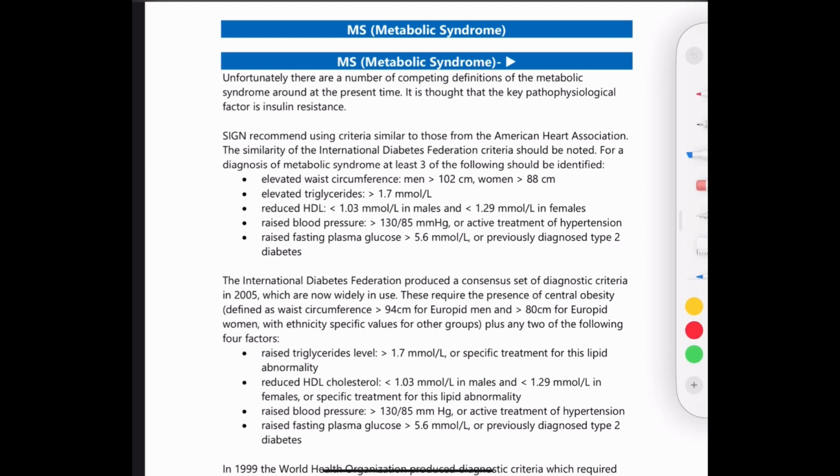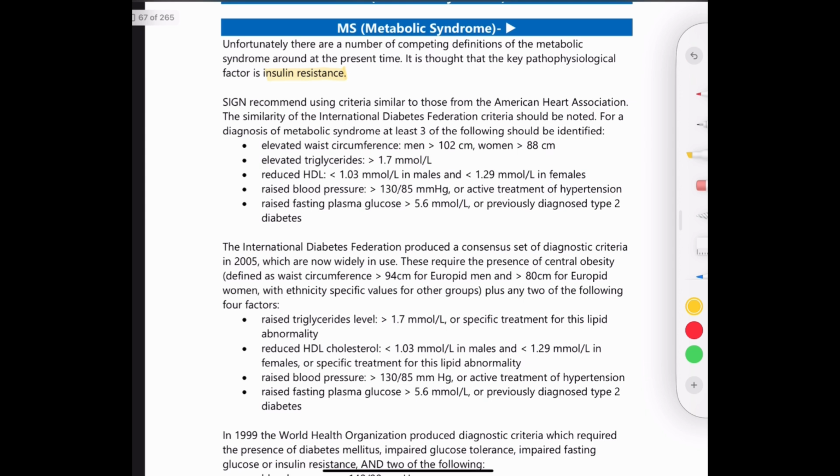So we are discussing metabolic syndrome. Unfortunately, there are a number of competing definitions of the metabolic syndrome around at the present time. It is thought that the key pathophysiological factor is insulin resistance. Some recommend using criteria similar to those from the American Heart Association. The similarity of the International Diabetes Federation criteria should be noted.